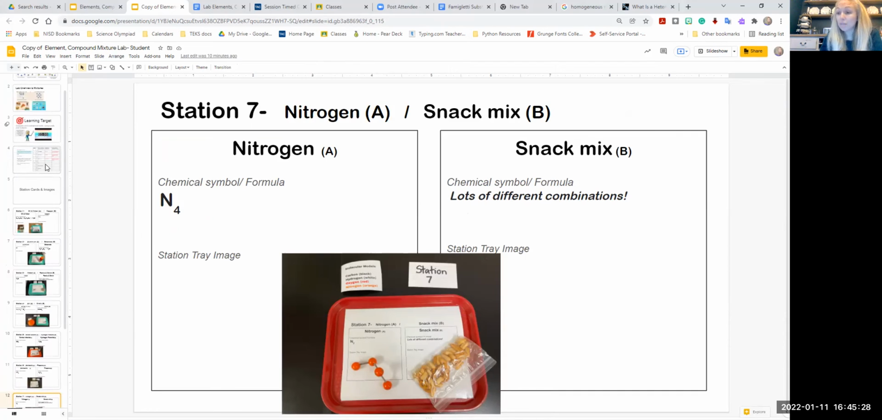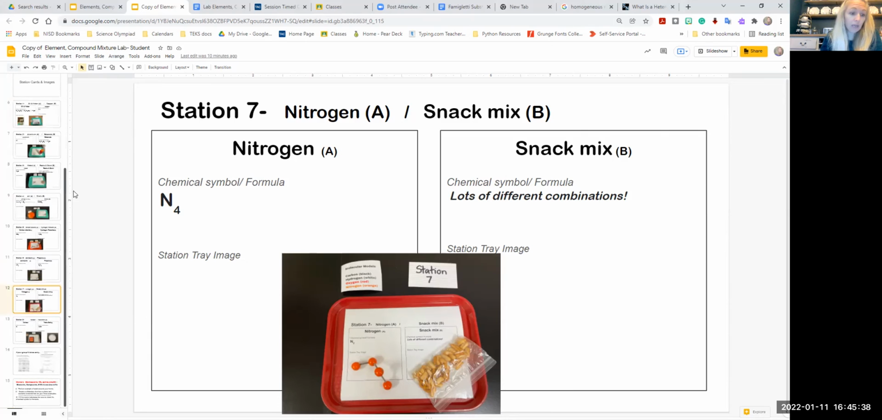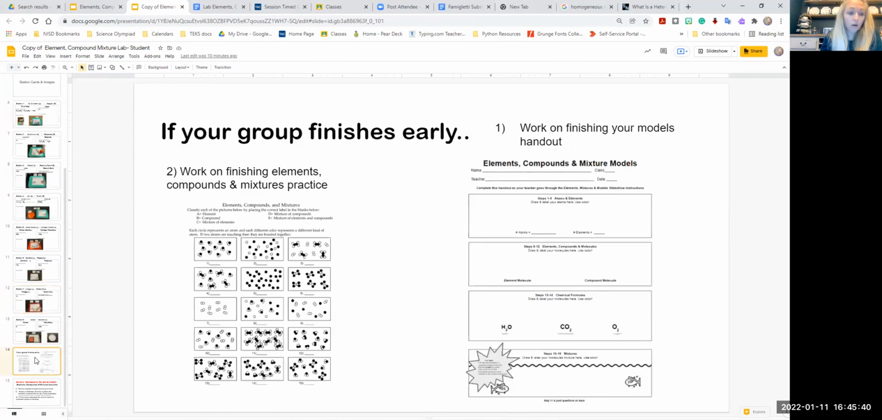If you have extra time between rotations, you can look at your post questions, or maybe you can take your journal with you and see if there's questions from one of the handouts earlier this week that you need to finish. So remember, the handouts earlier this week were the elements, compounds, and mixtures handout. That was a 2-page practice sheet that you needed to finish. And then the elements, compounds, and mixtures models handout that you needed to work through.